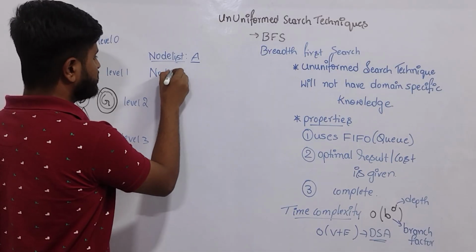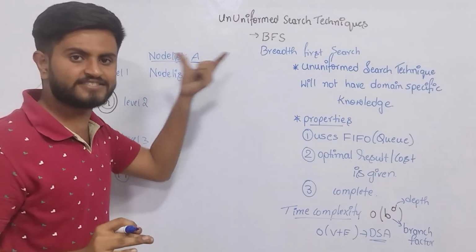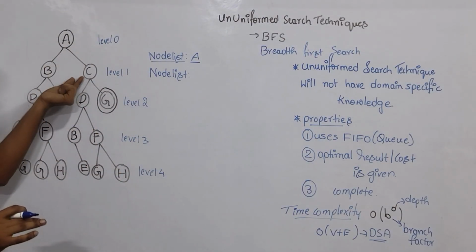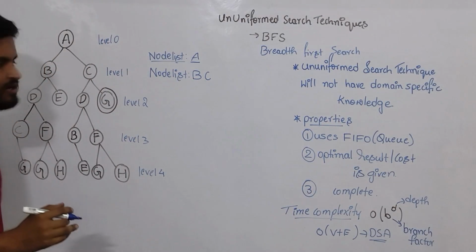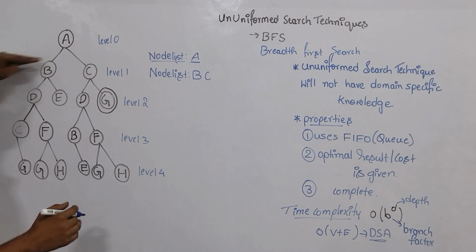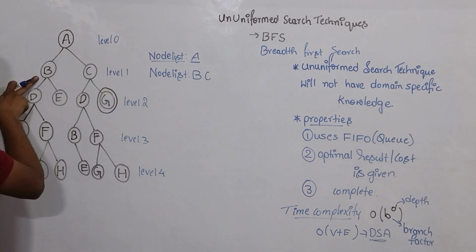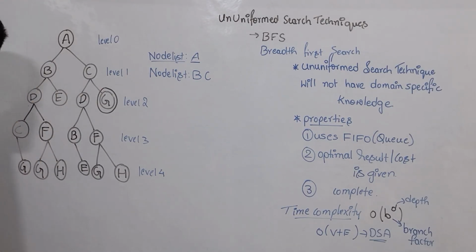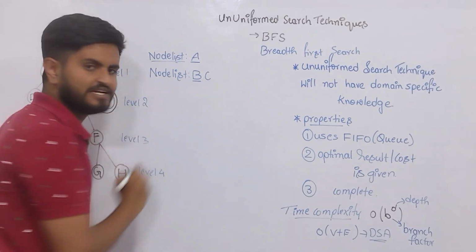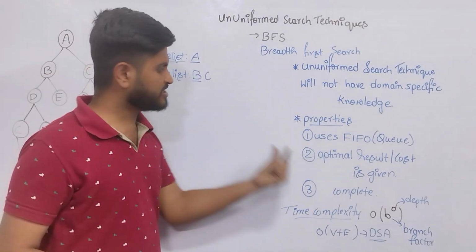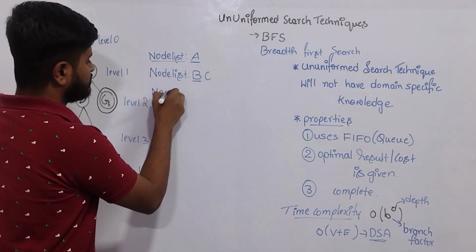Now my node list will be updated. I must not write A, I must write its children. What are its children? B and C. You must write B first, then C. Why? Upside to downside, left side to right side. At the left we encounter B first, later we encounter C. Now I will expand B because B came first. First in, first out. B came first. So we must update the node list.